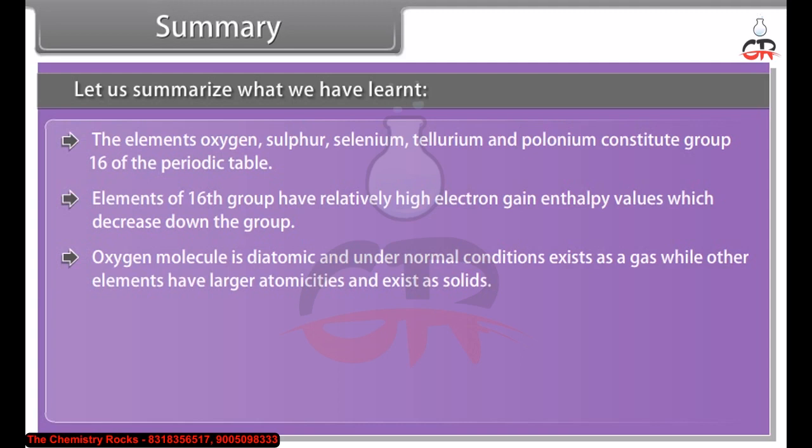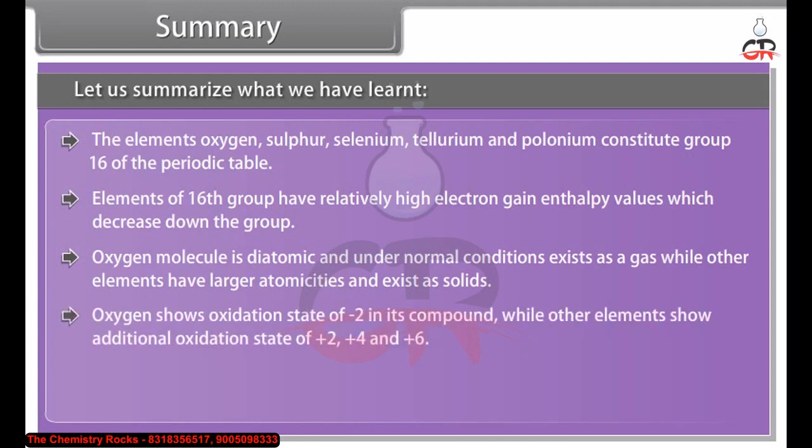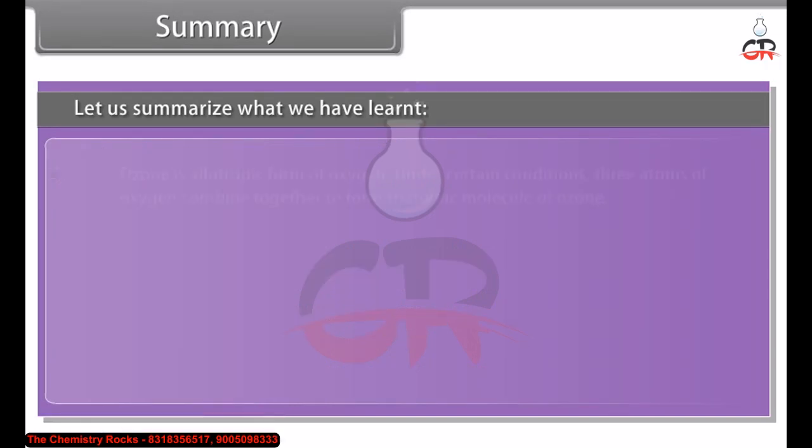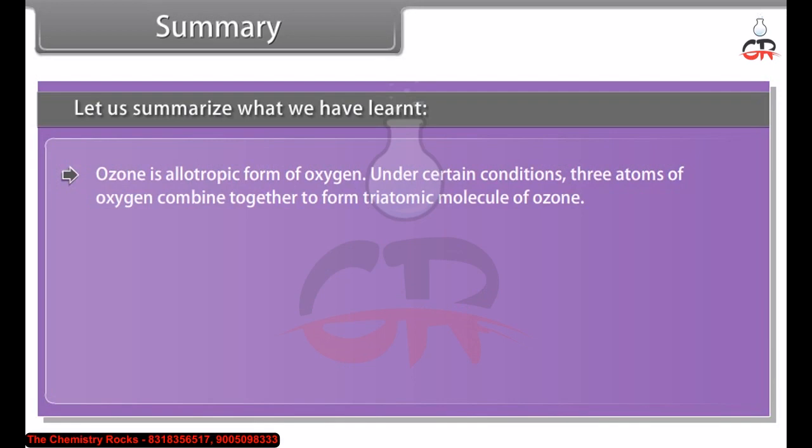Oxygen shows an oxidation state of -2 in its compounds, while other elements show additional oxidation states of +2, +4, and +6. A binary compound of oxygen with another element is called an oxide. Oxygen combines with most of the elements to form oxides. Ozone is an allotropic form of oxygen. Under certain conditions, 3 atoms of oxygen combine together to form the triatomic molecule of ozone.